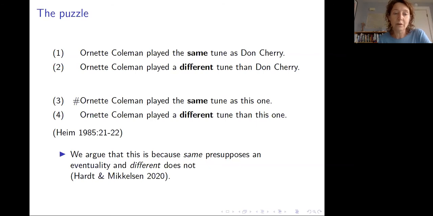However, when we look at 3 and 4, a contrast emerges. 4, Ornette Coleman played a different tune than this one, is fine, but 3, Ornette Coleman played the same tune as this one, is degraded. Heim, in fact, gives it a star and a question mark. We give it here an infelicity mark because we're going to argue that the problem with 3 is pragmatic. In particular, it's presupposition failure because same presupposes an eventuality and different does not. And that's why they behave differently in 3 and 4.